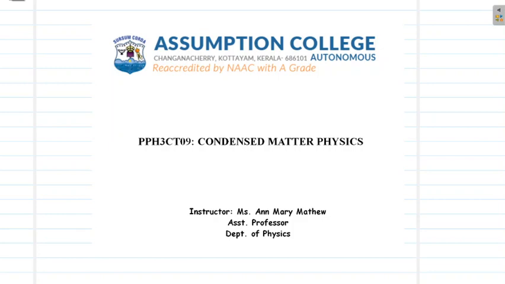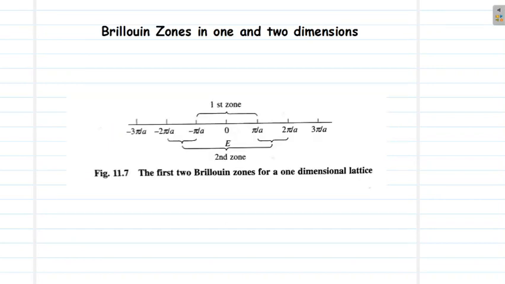Hello friends, in today's video we will learn about the Brillouin zones and we will try to construct the Brillouin zones in 1 dimension and 2 dimensions. In the previous unit we have already studied the Brillouin zone and defined it in a variety of ways. In this unit we will be assuming a Brillouin zone as a representation of permissible values of K in the K space.